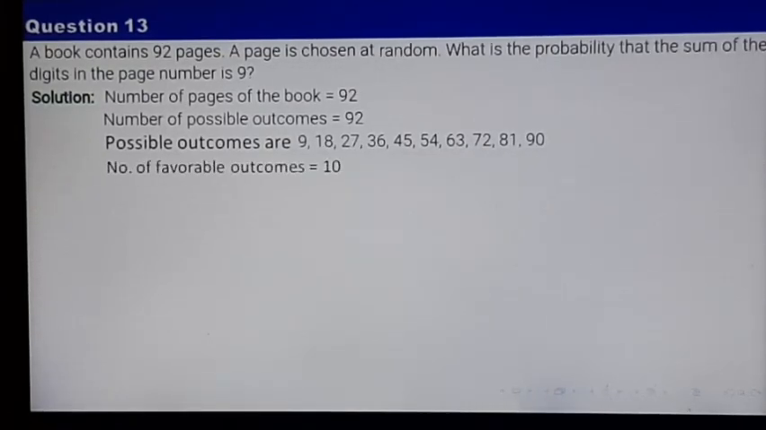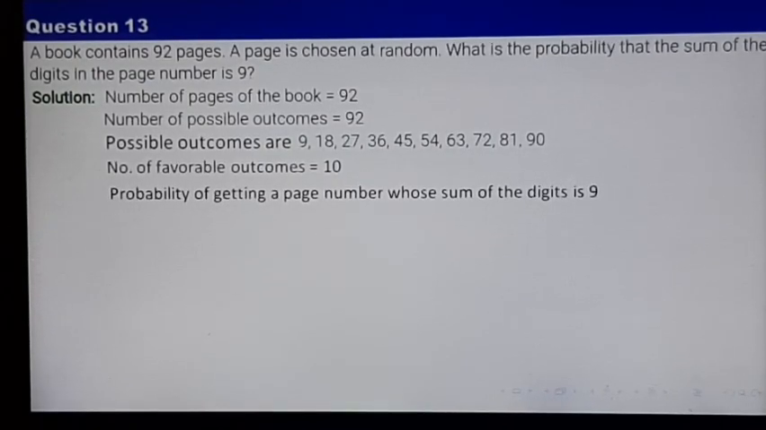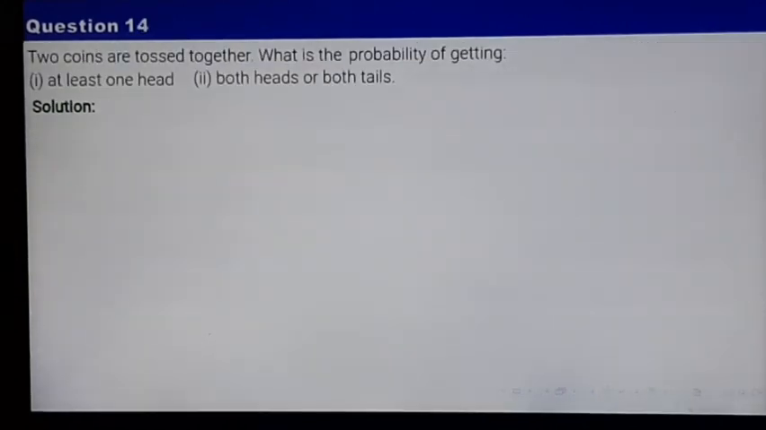So basically we see that the number of favorable outcomes here is 10. Is that clear? So the probability of getting a page number whose sum of the digits is 9 will be equal to, using this formula, 10 by 92, and after cancellation you will see that this will be 5 by 46. So pause the video to note down.